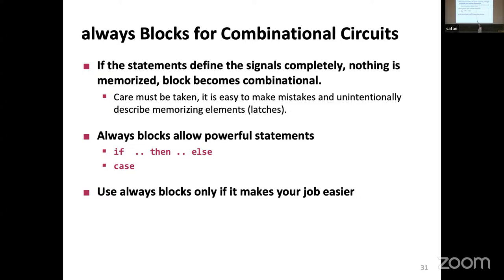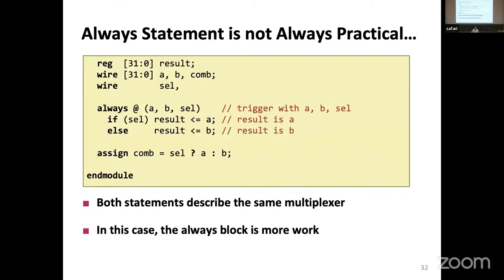So why would you use always blocks? Because they have some cute statements that most people like and love: if then else, case. No while though, okay? So the trick is, don't be fooled, because most if then else are actually multiplexers. Multiplexers are easily defined using ternary operations, which are very simple. There's no danger in using them. So use always blocks only if it makes your job easier. And I'll show you one.